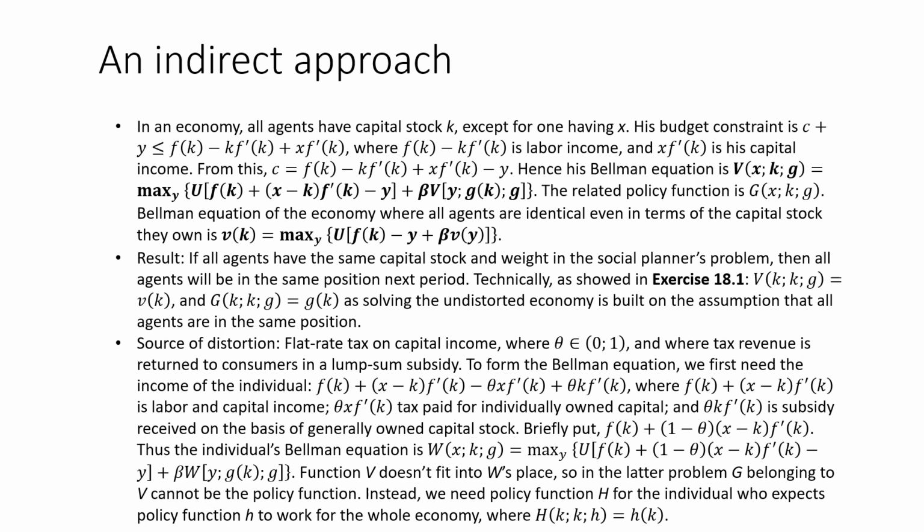So what we are looking for is a policy function h for the individual who has an expectation regarding policy function h working in the whole economy, where just like previously in equilibrium the two policy functions coincide. So this is what we are going to do in turn. Let's try to find a solution to this distorted system.